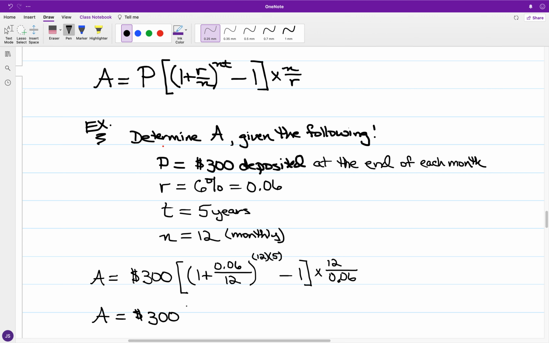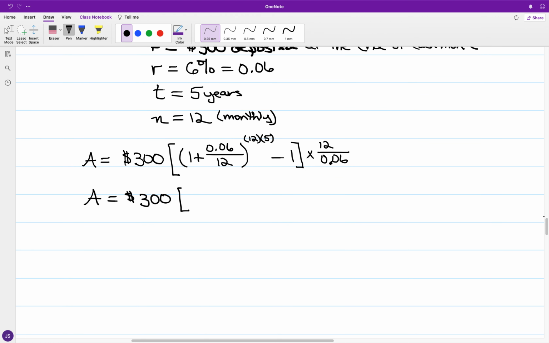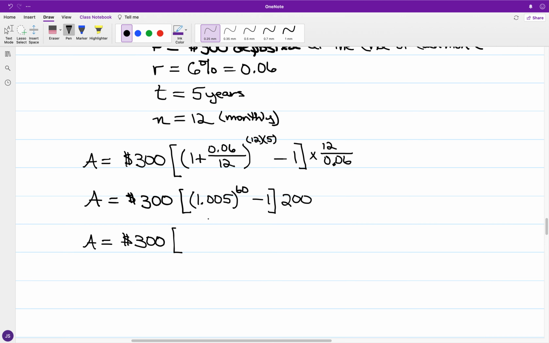Okay, so you have $300. For what we have inside the brackets, we have 1.005 to the 60th, minus 1. Now for n over r, if I divide 12 by 0.06, this will reduce to a whole number, and in this case we'll have 200. And for the lingering activity within the brackets, 1.005 to the 60th is going to be a little bit over 1.3, among the first digits 1.34885. Again, minus 1, and times 200.